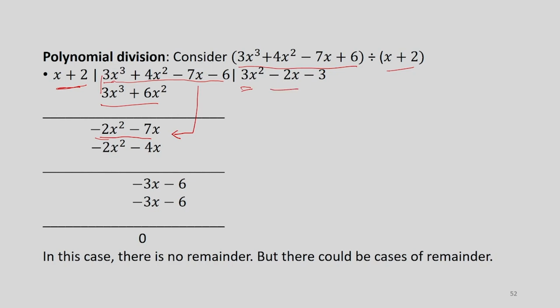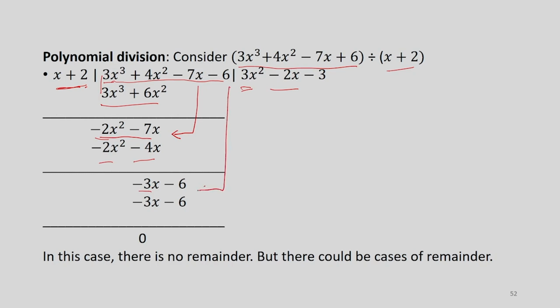Minus 2x multiplied by x gives me minus 2x square, but there is plus 2 also. If plus 2 is multiplied with minus 2x, you get minus 4x. So, subtract from minus 7x, you subtract minus 4x, you get minus 3x.